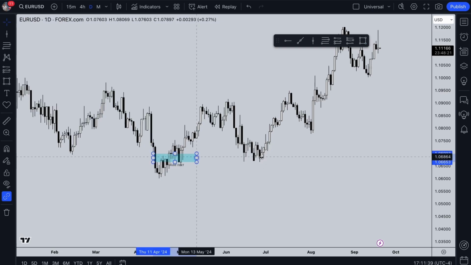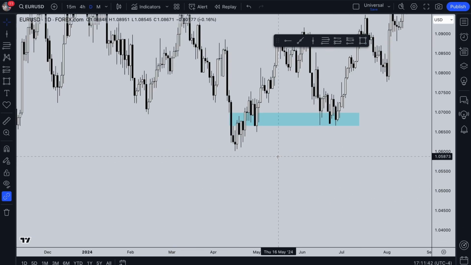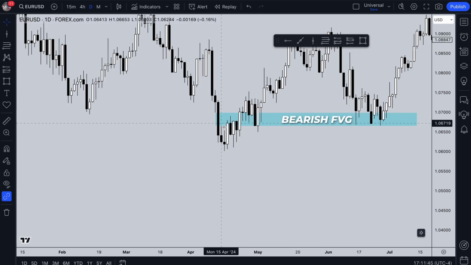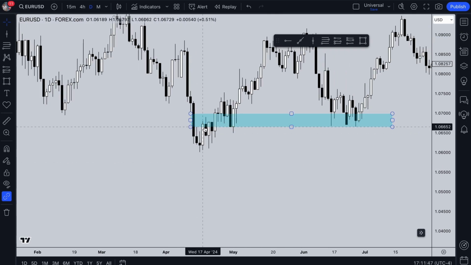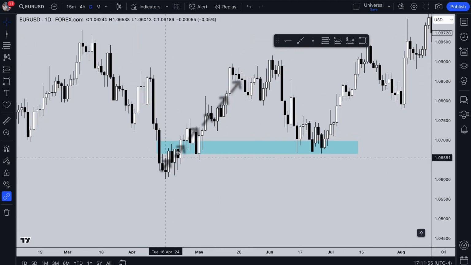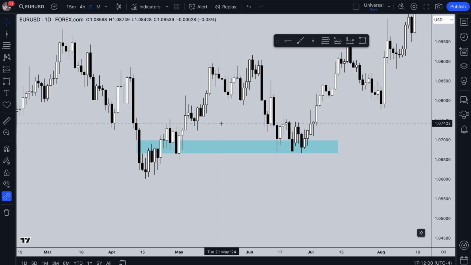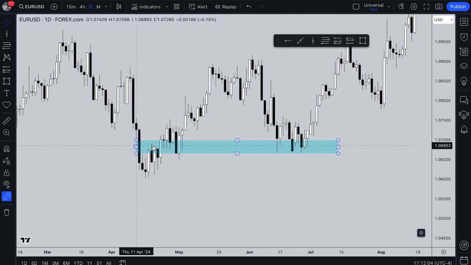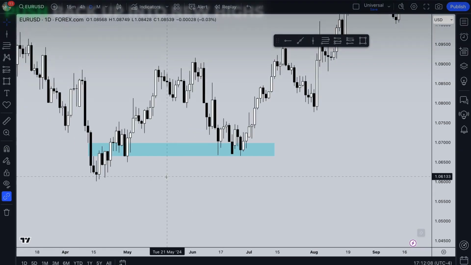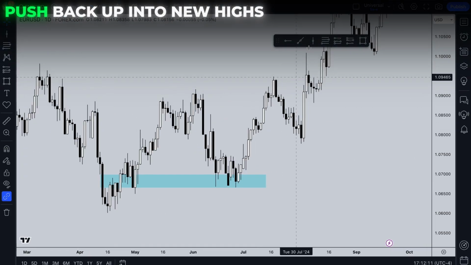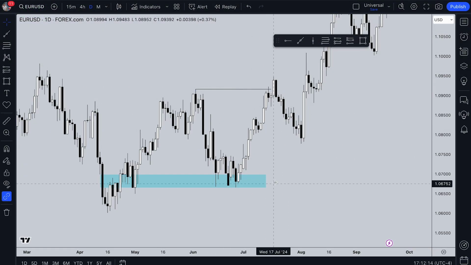You can see here that we have a bearish fair value gap. Price should continue to push down from this fair value gap if it is to be valid. However, what happens? You see price pushes through, which shows a sign of bullishness in the market. We return back to this fair value gap, which is now an inverse fair value gap because price has pushed above it. And look what happens. We push straight back up into new highs. So this could have been a perfect trade for you here.